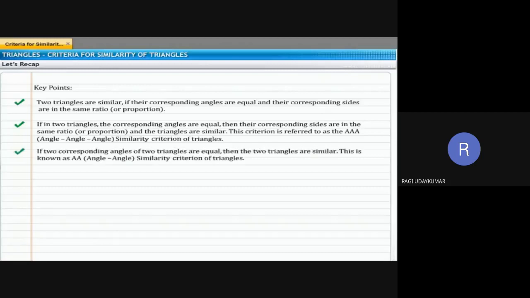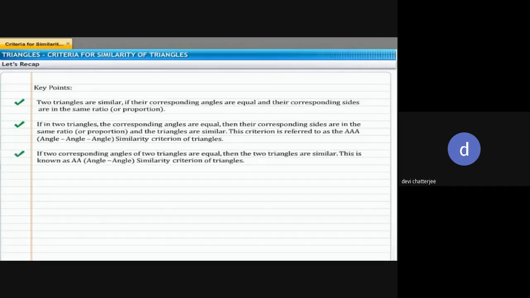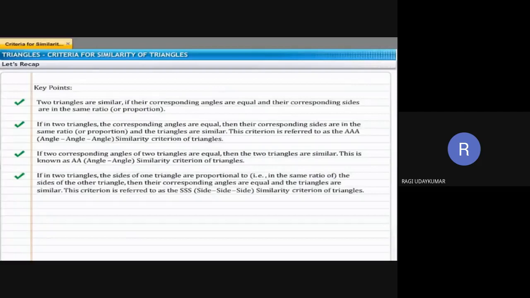Is it clear? Yes, sir. The next one is, if two corresponding angles of the two triangles are equal only, then you can say the two triangles are similar. No need of the third one, because the third one is automatically equal if it is given to you. Next one is, in two triangles, the three sides of one triangle are proportional to the three sides of the other triangle. Then their corresponding angles will be equal, and the triangles will be similar. This is called the SSS criterion.